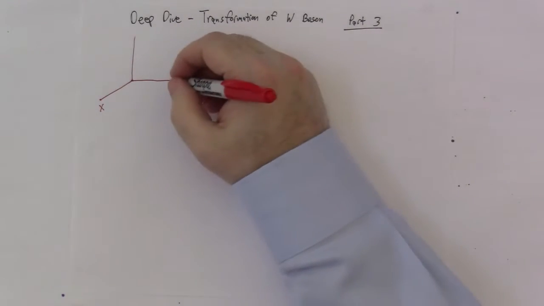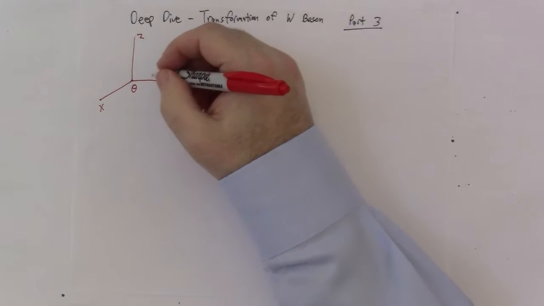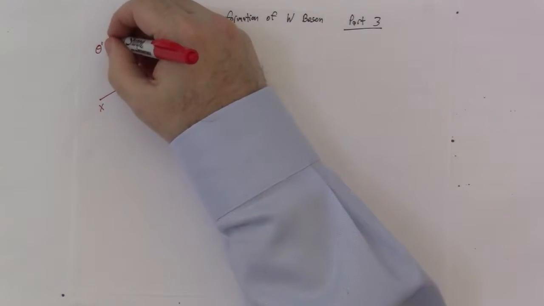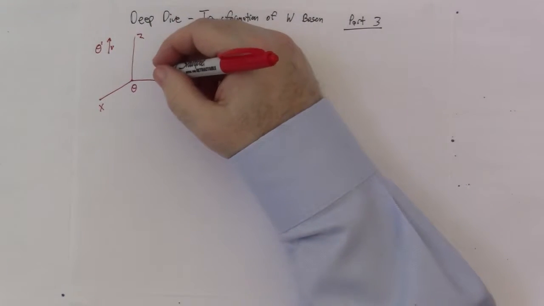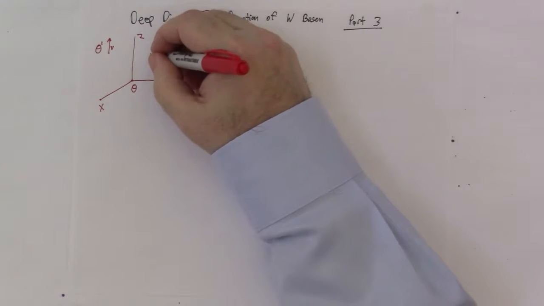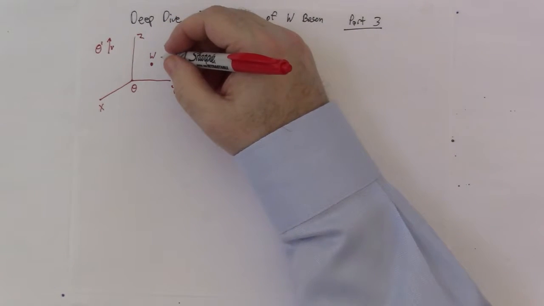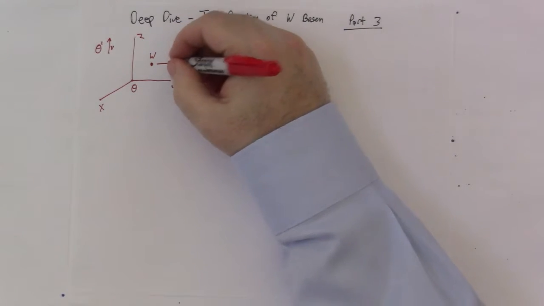And to briefly recap from the last two parts, the problem is a fairly simple one. We have a coordinate system described by an observer O, and another observer O prime who's moving with velocity v in the z direction in O's frame, and we have a W boson, which is a massive spin 1 particle. It's moving in the y direction.